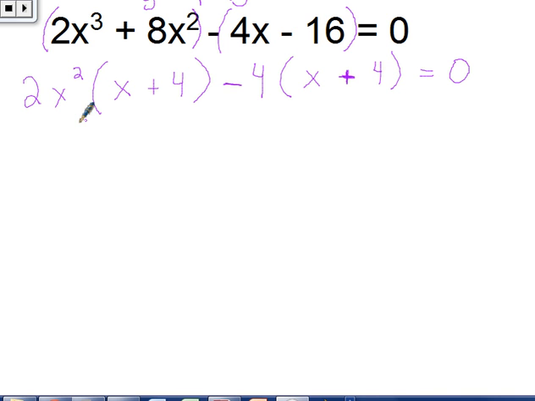So now we can look at this term. What does this whole entire term and this whole entire term have in common? And we should notice that they both have a parenthetical x plus 4 in common.